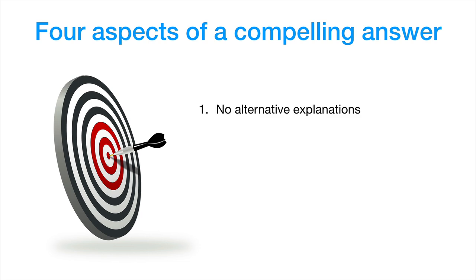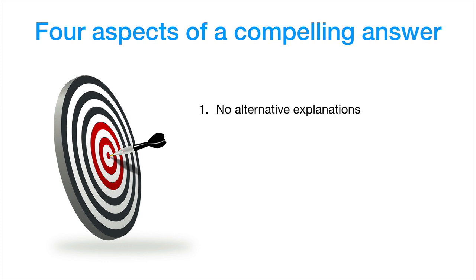And the first aspect is that there are no alternative explanations for your results. Ideally, there should be only one way to interpret your results so that you can draw a clear conclusion. And the most important part of your methodology to make sure that there are no alternative explanations is the research design part. By designing your research in a smart way, you can make sure that alternative explanations are ruled out. So we're going to talk about this in a lot more detail in the research design section of this course.